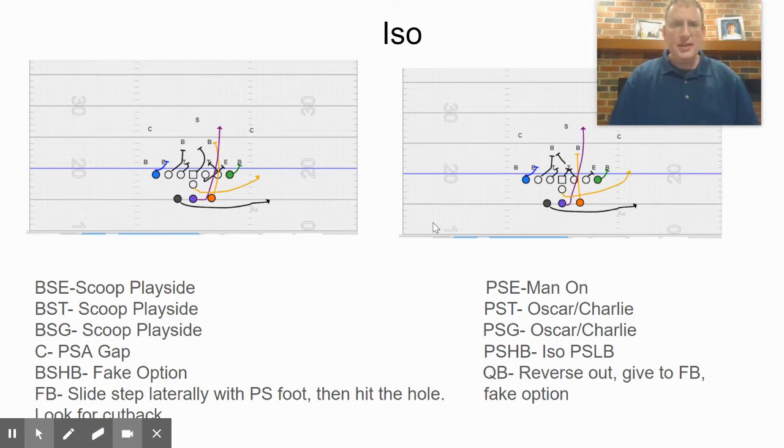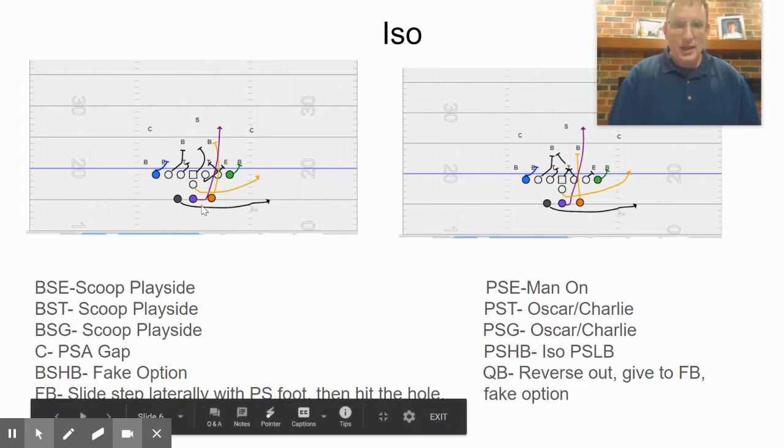And so basically the backside center and backside is going to scoop play side. It's really important for this center, particularly, to secure the play side A gap, because if, for instance, in this blocking scheme, we'll get more about when we would do this blocking scheme. But if this backer were to blitz A gap, the center would have to pick him up. So the center gets the play side A gap. Now our tight end play side is just going to block man on, so fairly simple.